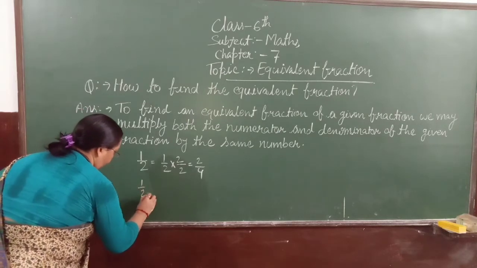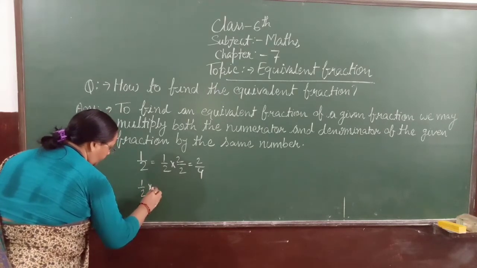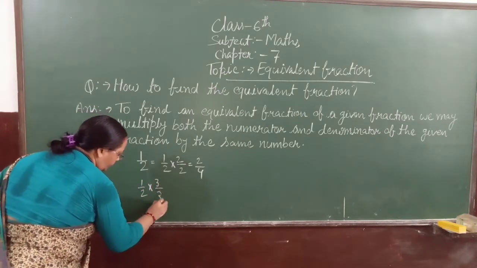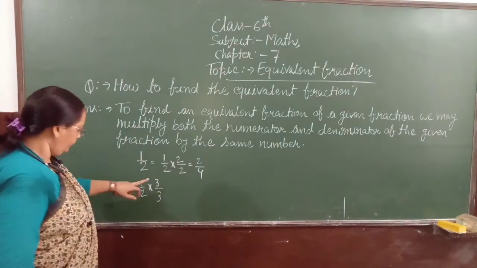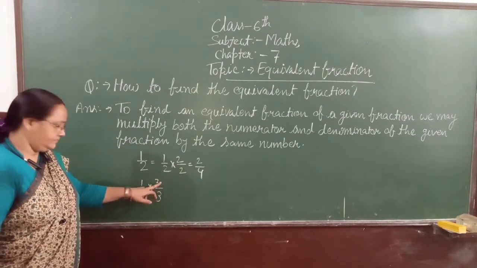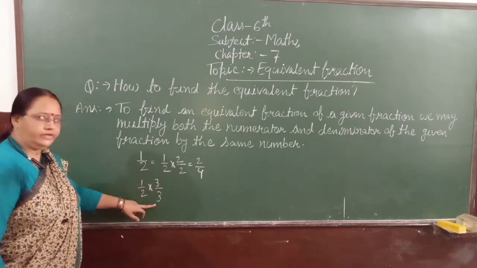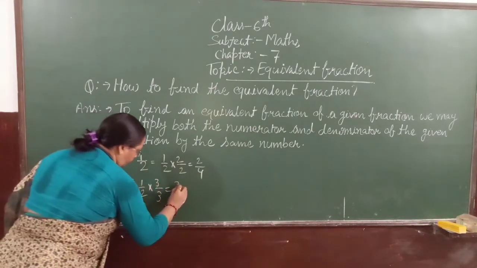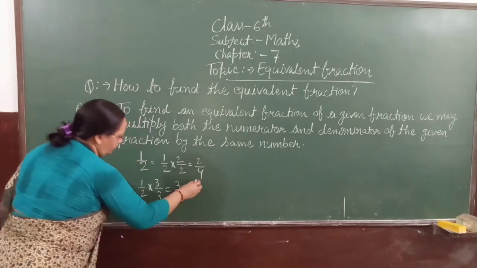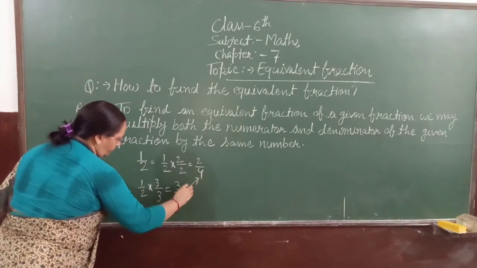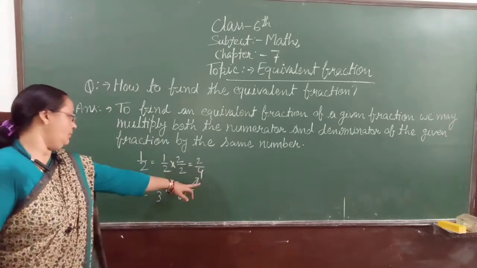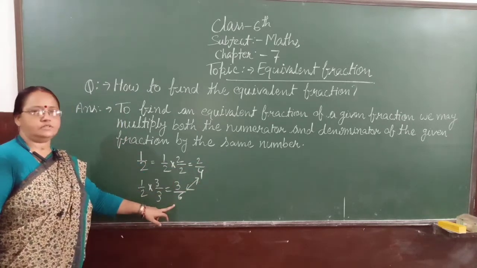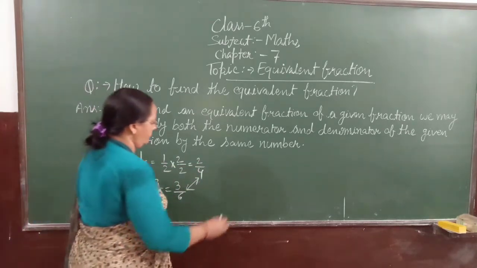Again 1 upon 2 multiplied with 3 by 3. Here we multiply numerator and denominator both with 3. So we get 3 upon 6. These both are equivalent fractions. 2 upon 4 and 3 upon 6 are equivalent fractions.